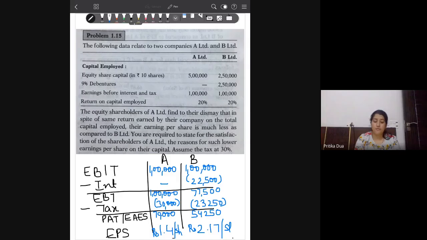Then again, the profits or the earnings of A Limited are being divided among 50,000 shareholders, and for B Limited, the earnings are being divided only among 25,000 shareholders. So, if you see at the last point, even though the profit after tax or earnings for equity shareholders are higher in firm A, because the number of equity shareholders are more, the per share earning is falling. Okay, so these can be the two reasons for a lower EPS for firm A vis-a-vis firm B.